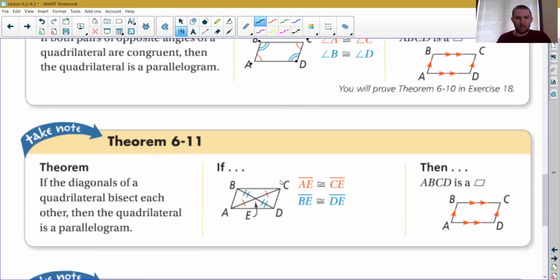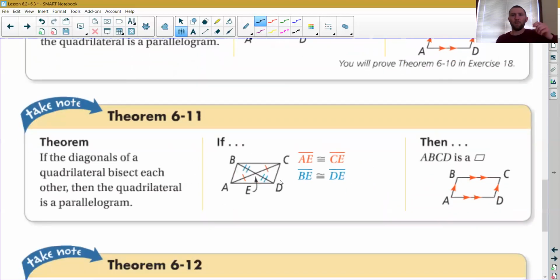Okay, and then the last one that's a reverse property is if you know that both of the diagonals across your four-sided shape cut each other in half. So, for example, here you can see the picture. If we know that BE and DE are the same, right? So that diagonal's been cut in half.